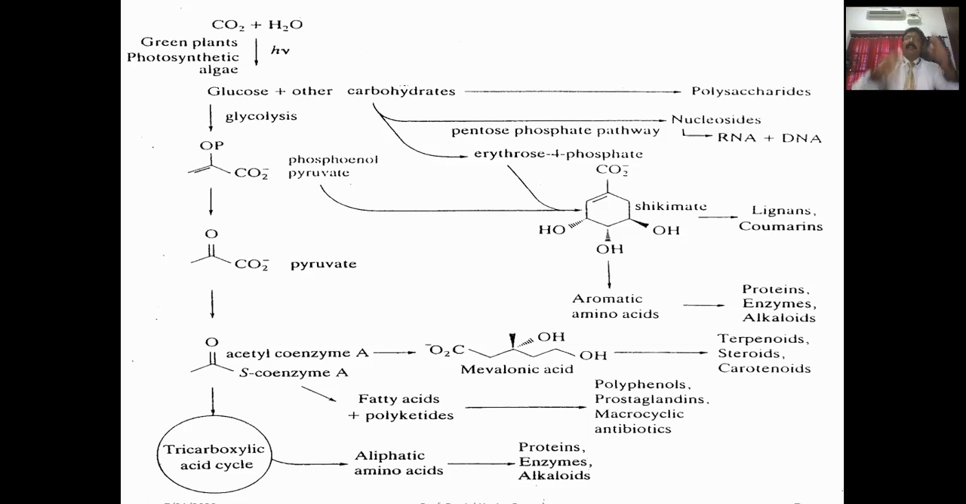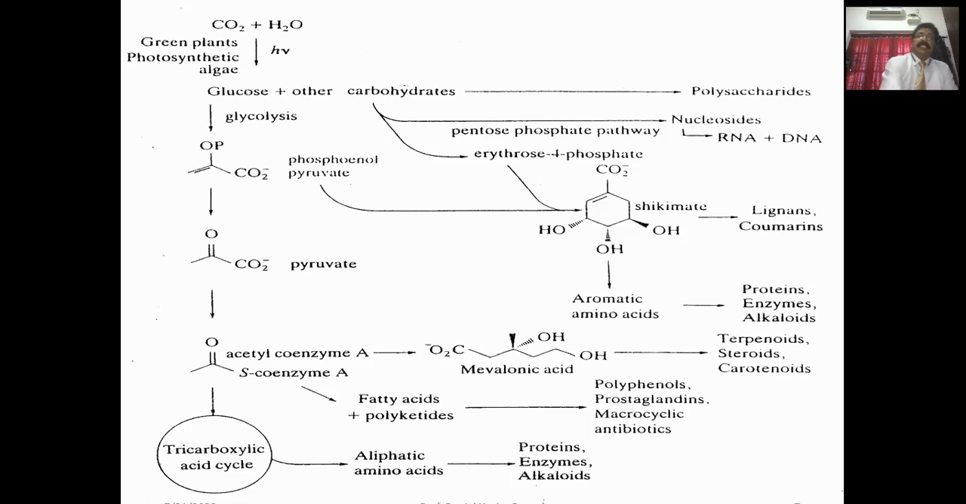And see, even Shikimic acid can give rise to aromatic amino acids, and they can give rise to proteins, enzymes and alkaloids. So this is what is shown in this slide, and today we are going to discuss only Shikimic acid, how it is formed and how the aromatic amino acids are formed. We will try to finish that, and then continue with the next class. So we have to remember what Shikimic acid is, what an aromatic amino acid is, and how it is formed by means of these biosynthetic pathways which happen in the plant.